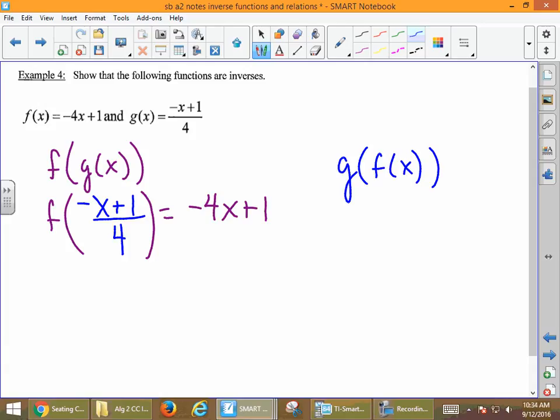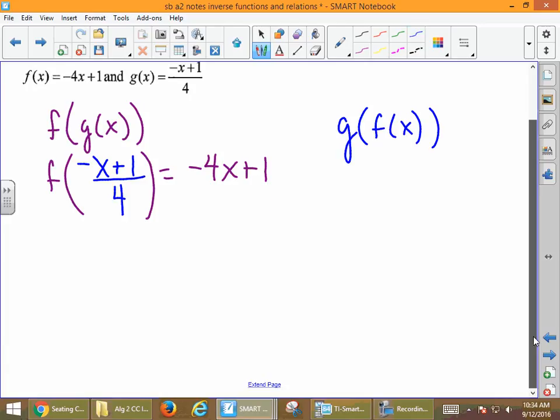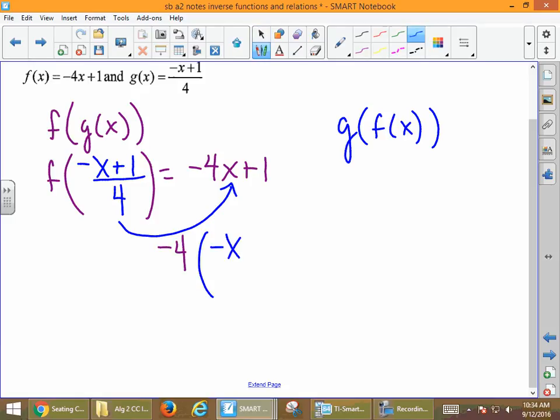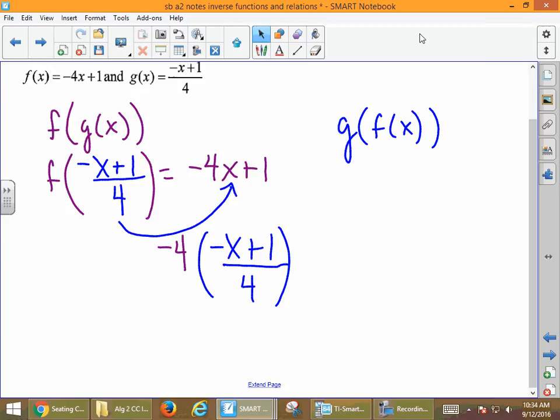Be careful with your steps here. We need to make sure to follow our order of operations. So we are going to take this blue value and put it in for our x over here. So now it's going to be negative 4 times negative x plus 1 divided by 4. We replace the x with our output there, plus 1.